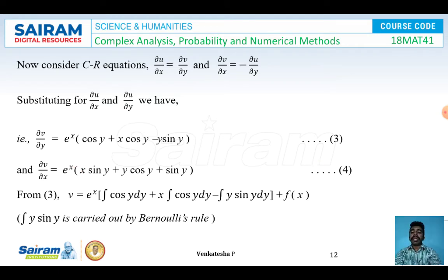So now I'll be integrating equation number 3 with respect to y, treating x constant, and integrating equation number 4 with respect to x, treating y constant. So I got v is equal to e power x integration of cos y dy plus x into integration cos y dy minus integration y sin y dy plus f of x.